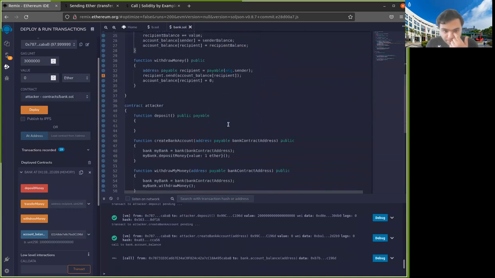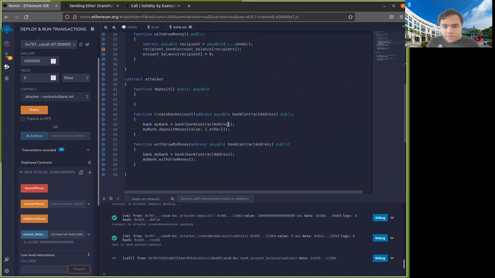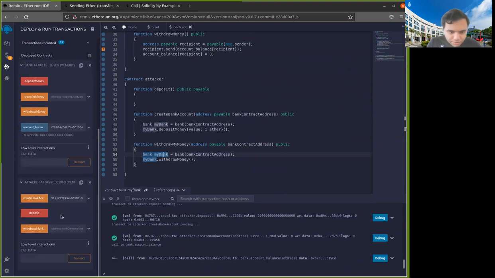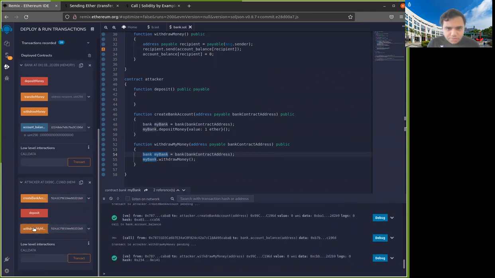Okay. Now, the problem that we have here is what happens when the attacker wants to withdraw the money. So let's actually try to do this. Let's say the attacker says, I want to withdraw my money from the bank. So I try to withdraw.